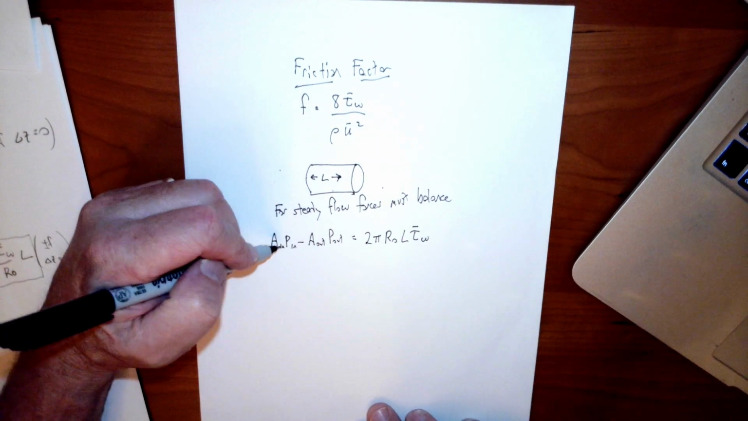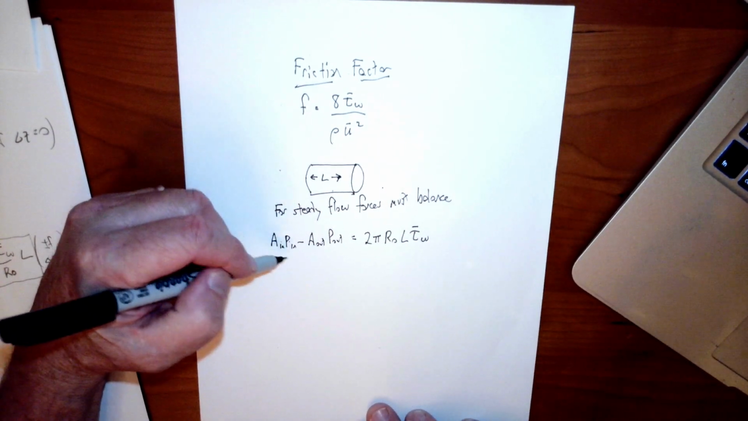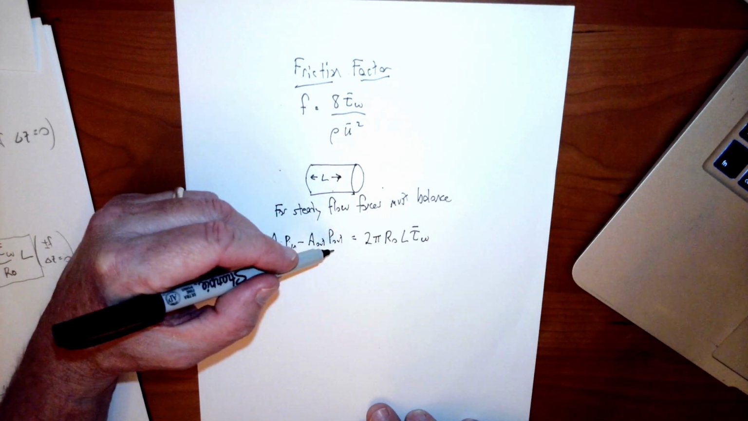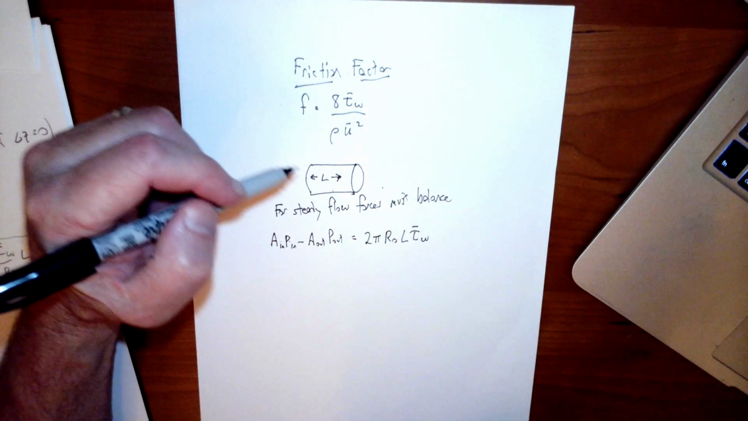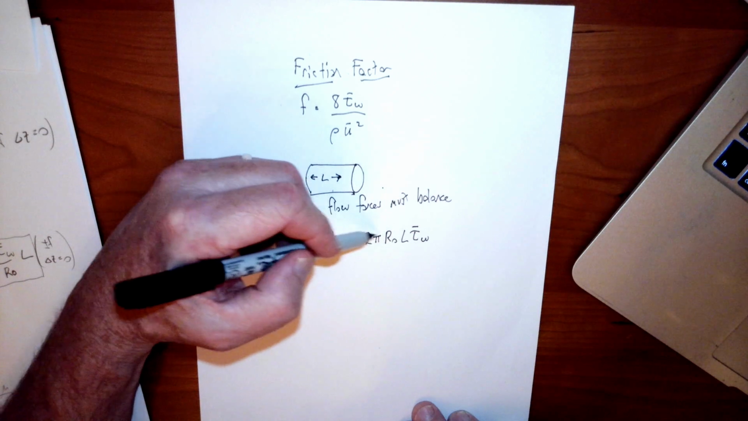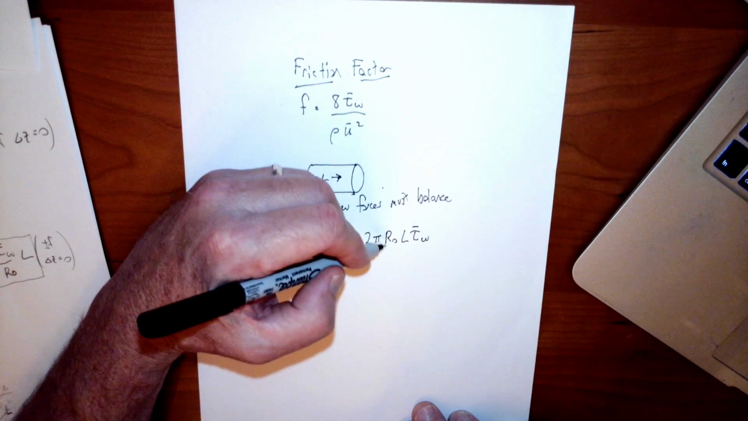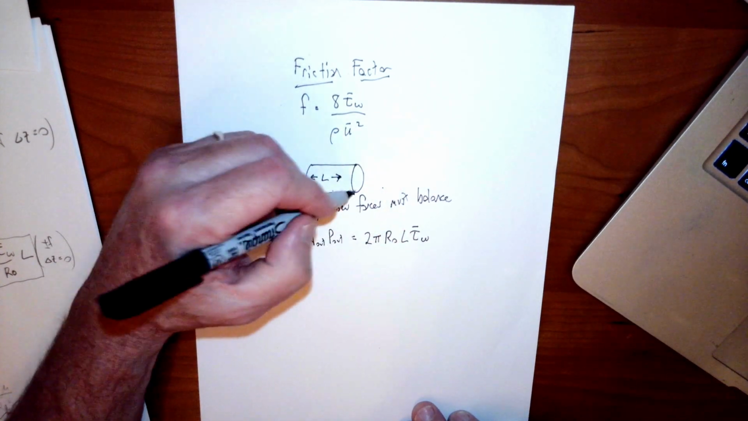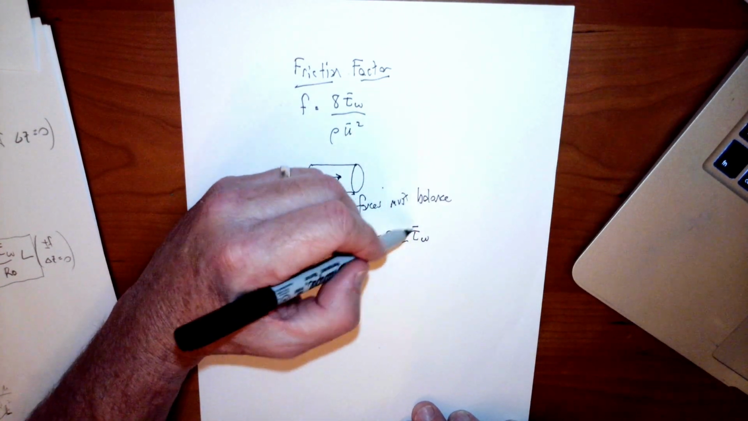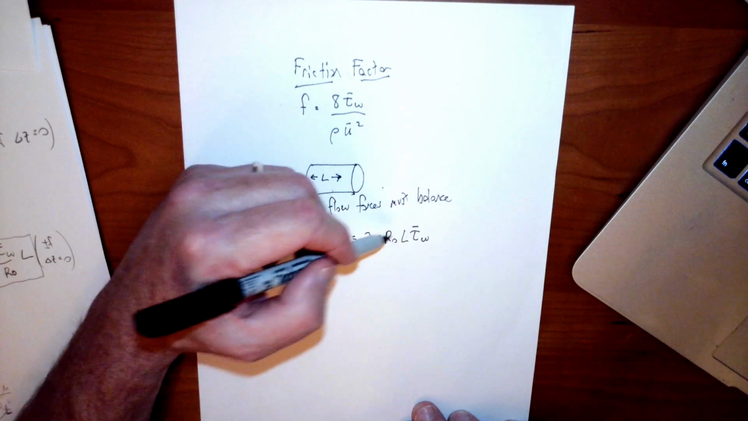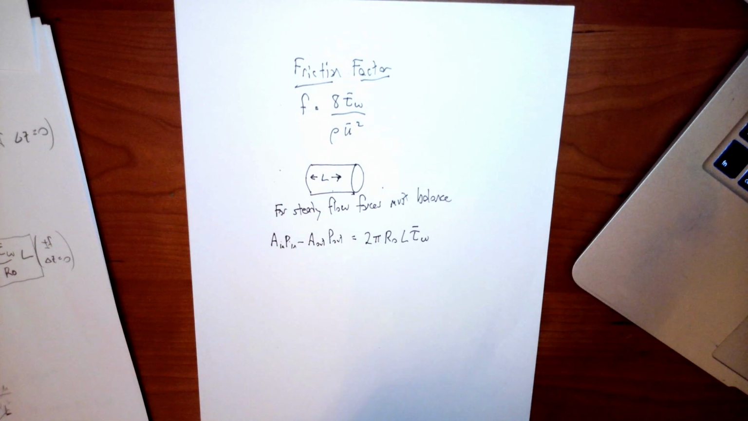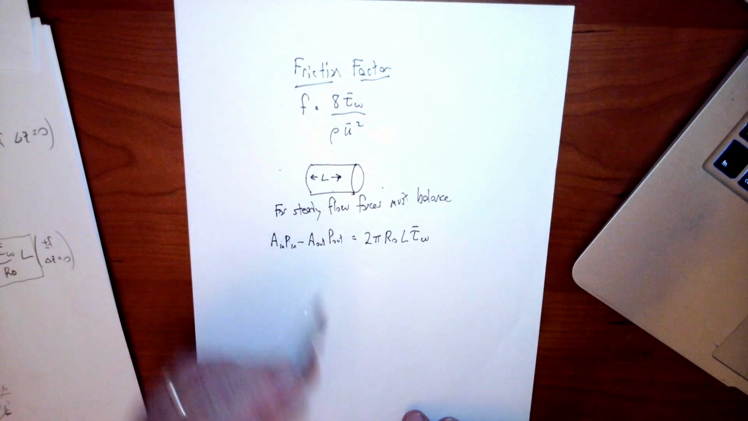So the pressure forces are simple. It's just the area of the inlet times the pressure at the inlet minus the area at the outlet times the pressure at the outlet. And then the force exerted by the wall on the fluid is 2 pi r naught, that is the circumference of the pipe, times L. So that gives you the area of the internal wetted surface of the pipe. That whole internal wetted surface area times the average shear stress along the wall. So these two magnitudes have to be the same in order for the fluid not to be either accelerating or decelerating in this section of pipe.